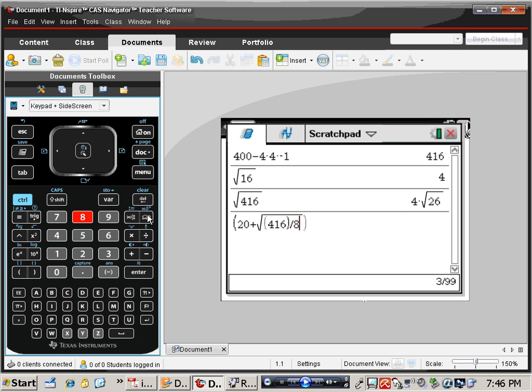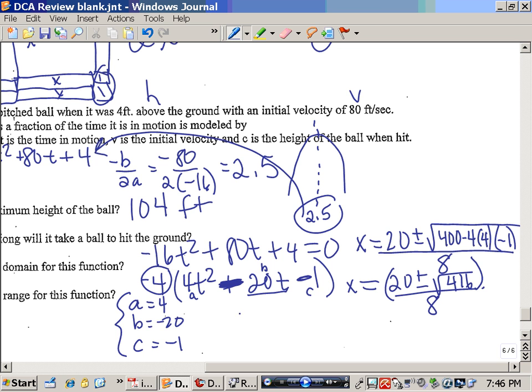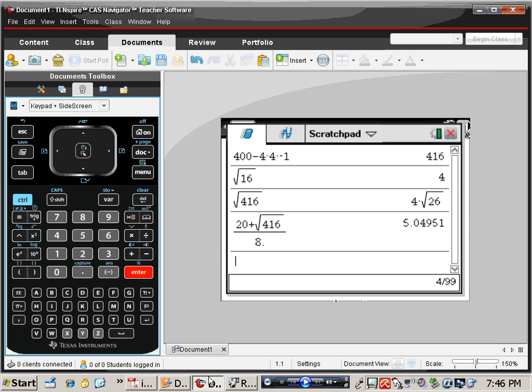I forgot to take it out of the square root, so watch how I do that. I told y'all to do that in class, and then I forgot to do it. I've got to jump outside of the parentheses, now divide by 8, and I need a decimal, please. And so that gives me 5.04. So back to my work. This one gives me 5.04. Now back to my calculator.